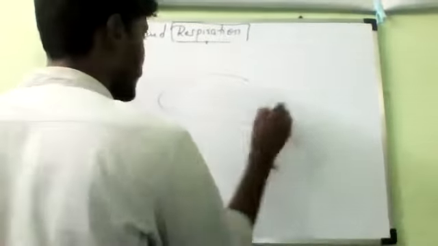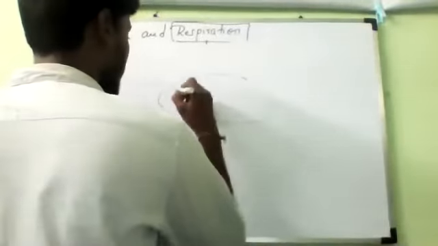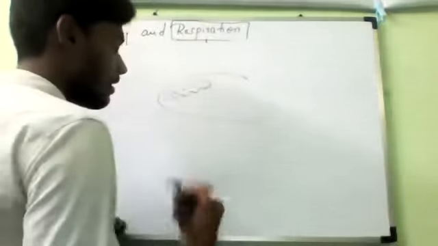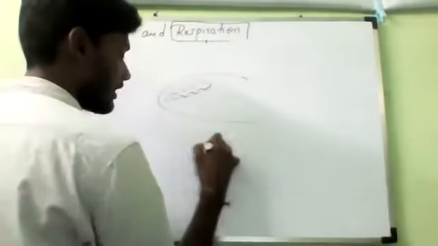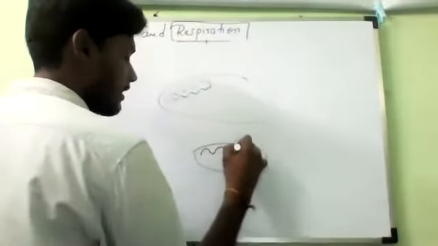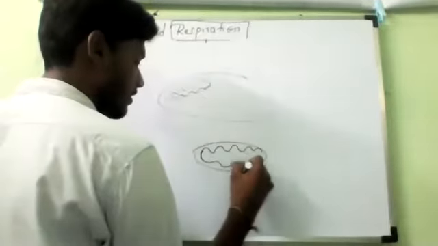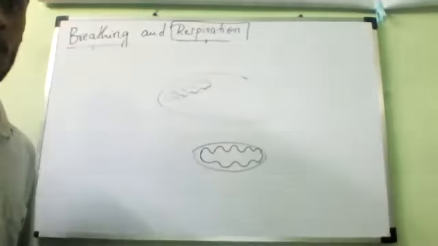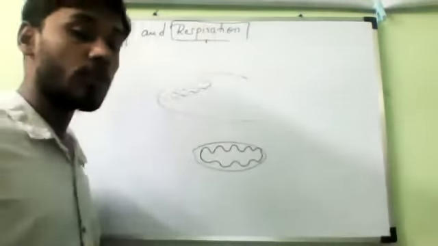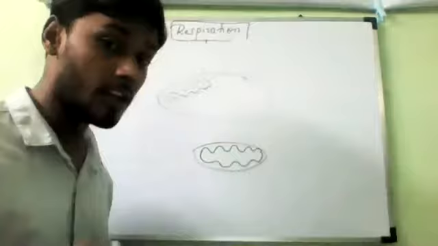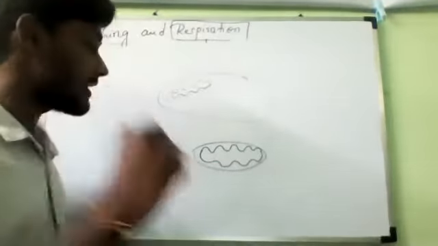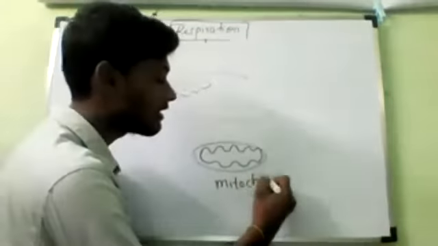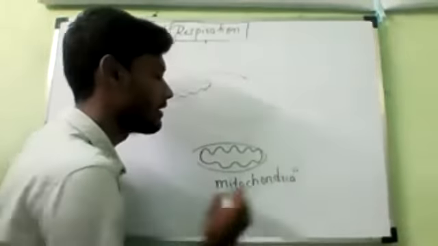So if you take a cell, inside we have mitochondria, shaped like this. You noticed it last year, and this year we will also study it. These are the mitochondria present inside the cell. Respiration takes place in the cell, and inside the cell, in the mitochondria. That is the difference between respiration and breathing.